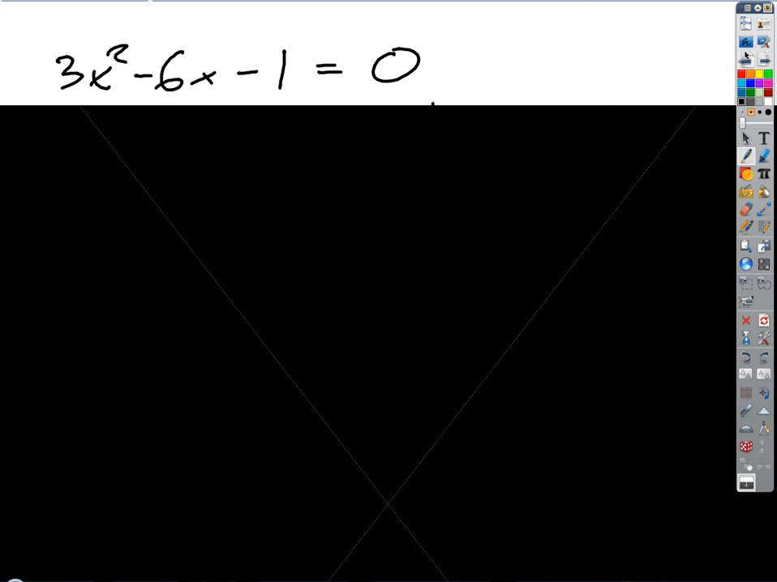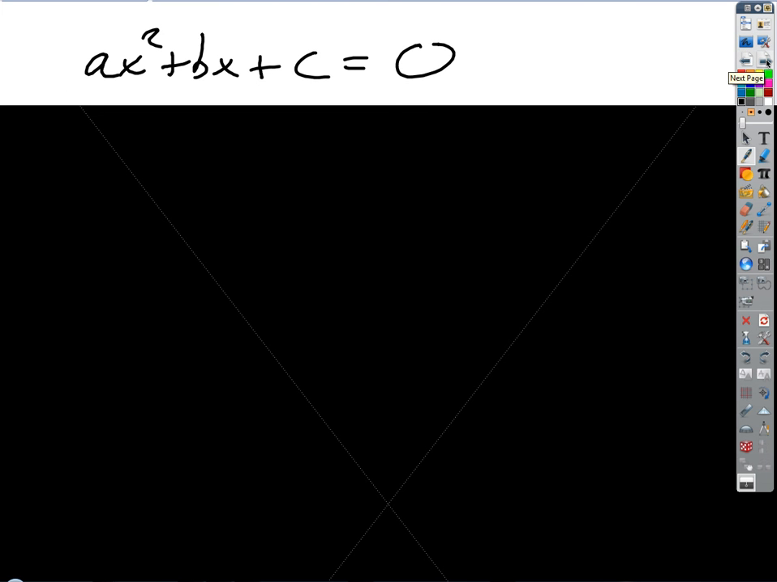a is 3, b is -6, c is -1. If I could just identify what those values are, whatever answer I get when I solve this equation, I plug those numbers into the answer, and that's it, right? That's the beauty of a formula. So what's this look like?